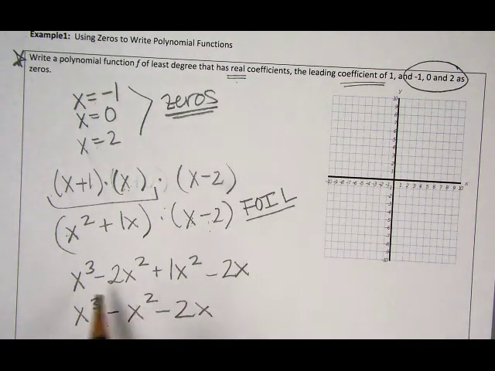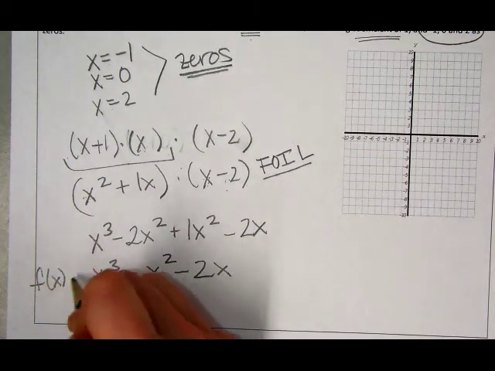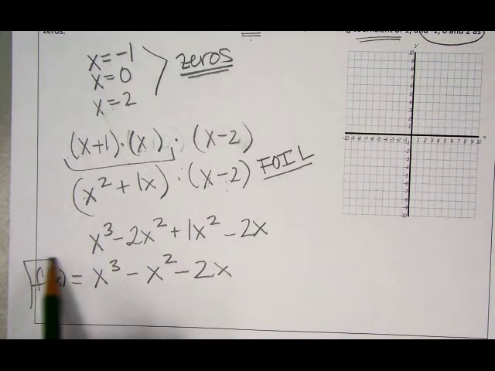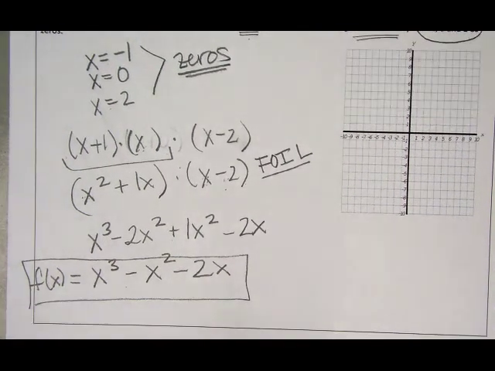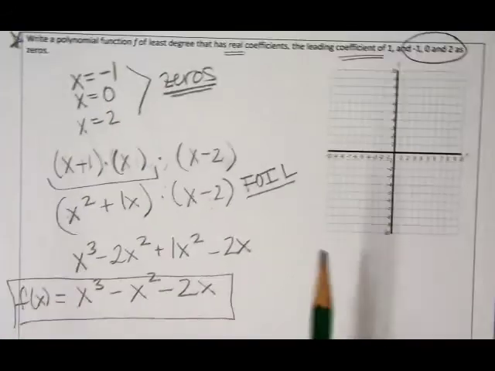This is my final answer after I multiplied everything through and combined my answer. So now I just need to put my f of x, which is basically just my y value, out in front. So f of x is equal to x cubed minus x squared minus 2x. And that polynomial function has real coefficients.